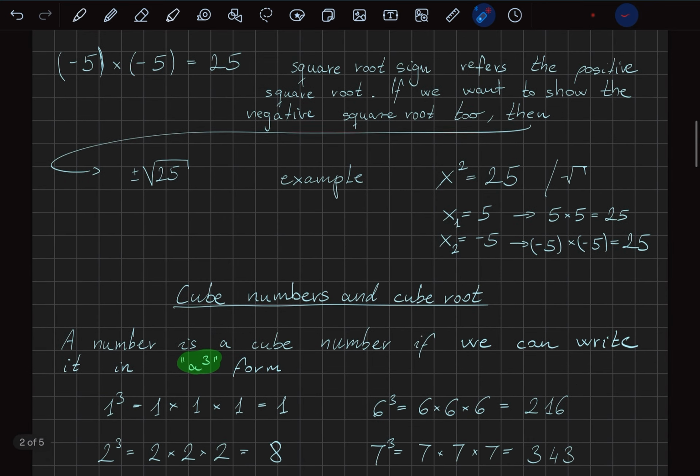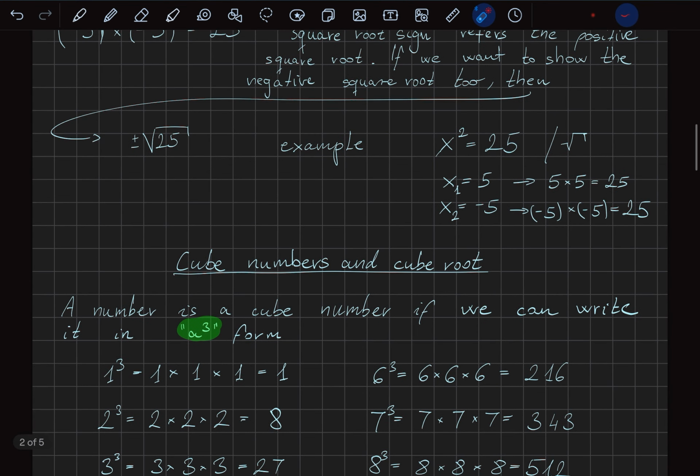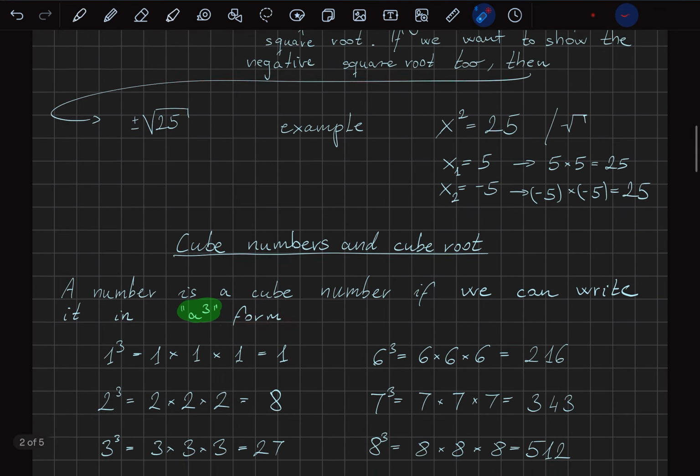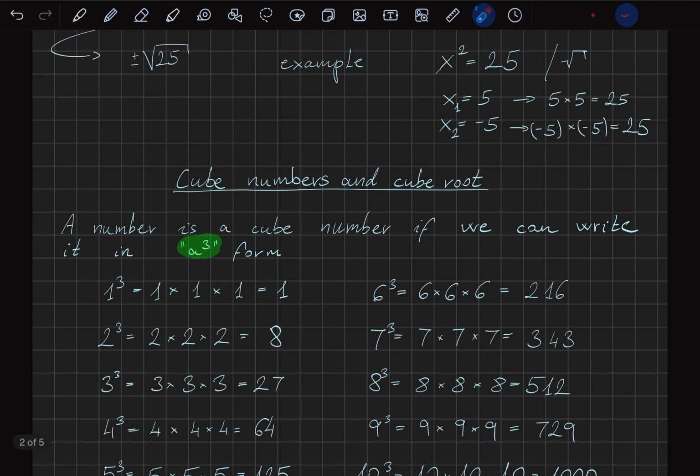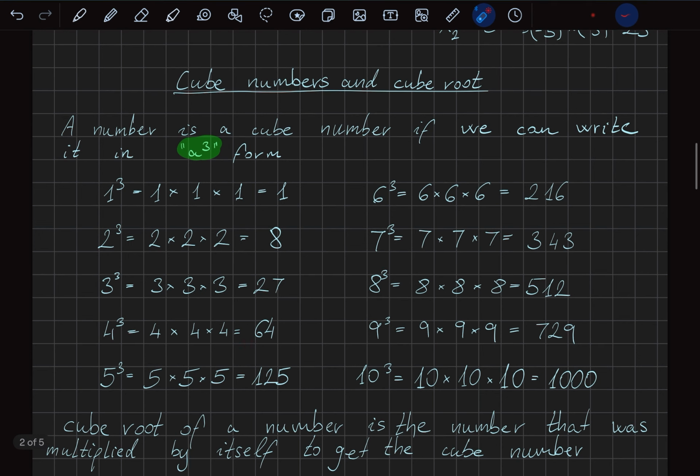Cube numbers and cube roots. A number is a cube number if we can write it in a to the power 3 form. So 1 is also a cube number. 8 is a cube number because 2 times 2 times 2, 2 to the power 3. 27, 3 to the power 3. 64, 4 to the power 3. 125, 5 to the power 3, and so on, etc.